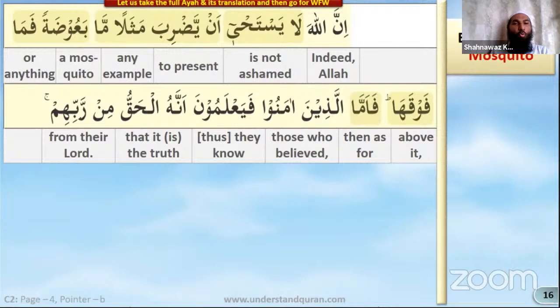We'll just take this out of the ayat first.